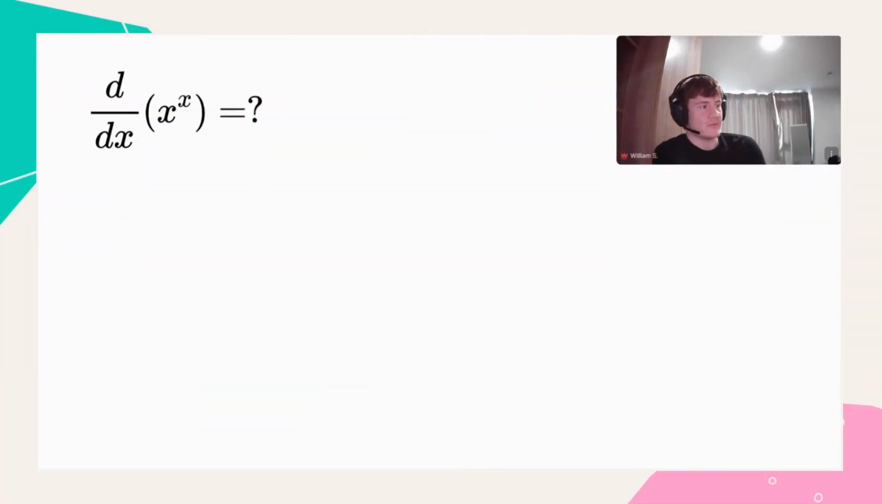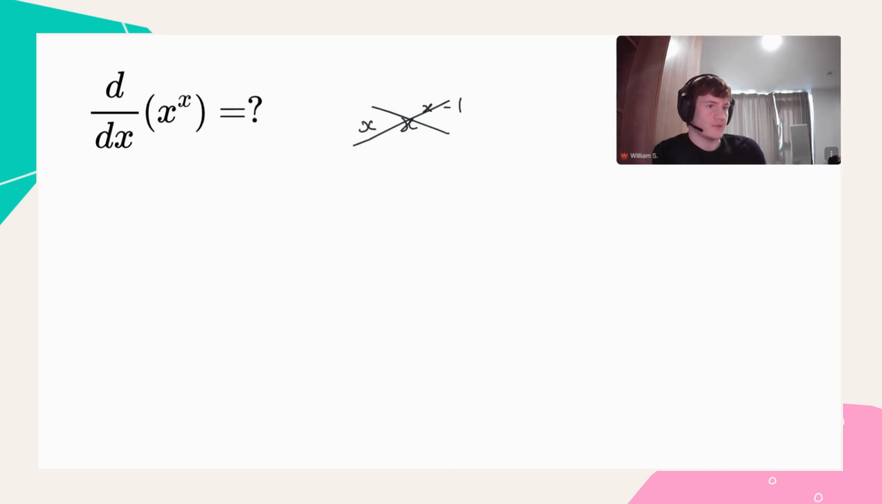So here we have the derivative we wish to find. Immediately we see we have x to some power, so we might be tempted to use the power rule, and that would give us the power, which is x, times x to the power x minus 1. However, this would be incorrect usage of the power rule because the power rule requires the power to be constant. And here we can see that it's x, which clearly depends on x.